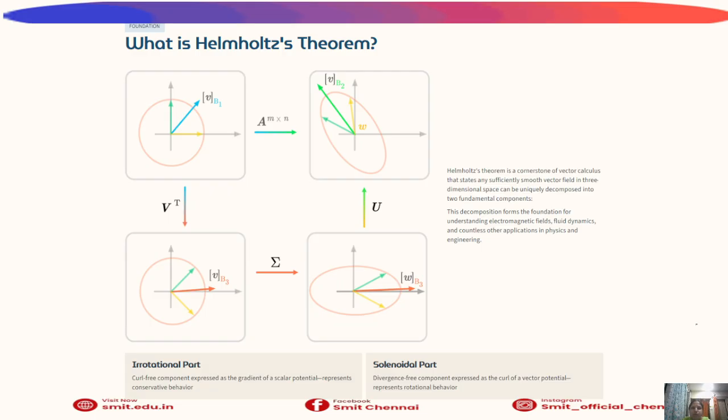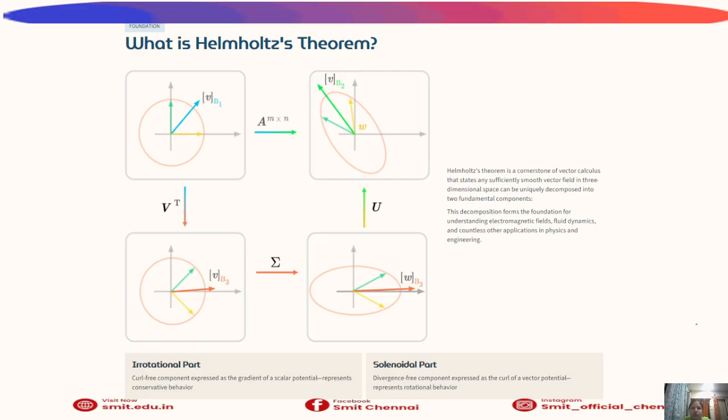The irrotational part of a vector field is the component whose curl is equal to 0 everywhere except possibly at singular points. Because its curl is 0, this component has no rotational or swirling behavior. It is expressed mathematically as the gradient of a scalar potential function.